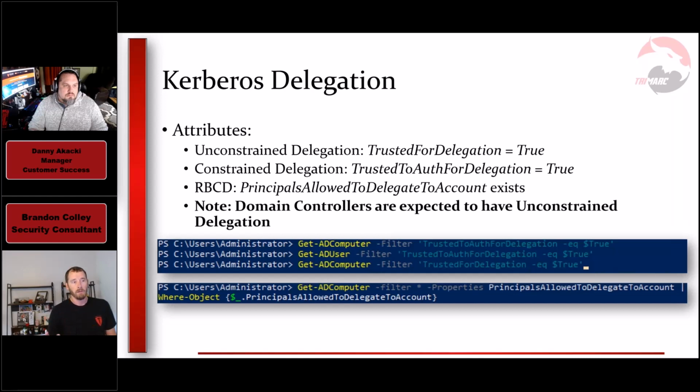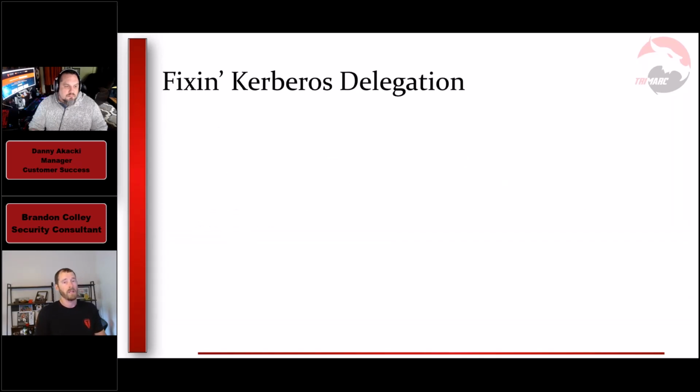And don't freak out when you run this and you find domain controllers. That's expected. As I mentioned before, this is very much intended behavior and is really integral to how Active Directory works. That's what makes it really hard to fix, and that's why we see this almost everywhere: constrained or unconstrained delegation as just a requirement to run business.